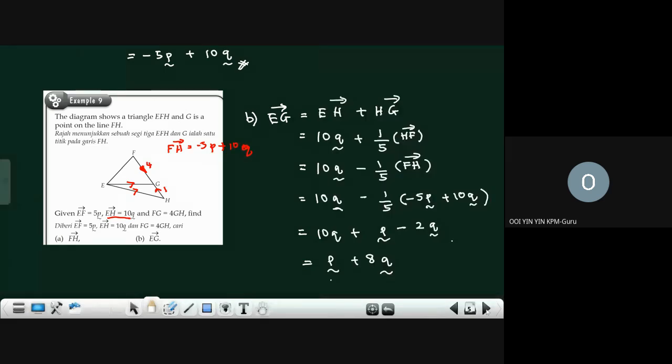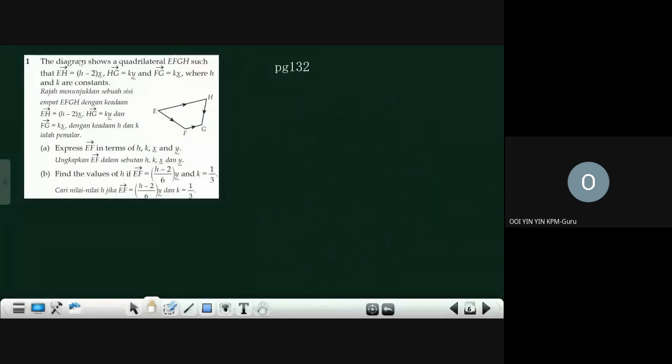Okay, another question. Now the diagram shows a quadrilateral EFGH, such that EH is given here. Actually, whenever they give you the figure, you can write in the diagram. I know my diagram is small, but in the exam your diagram is quite big, and you have very spacious room to answer your question. Please don't use liquid paper, you can cancel, because it's one question per page. In school, of course, because we want to save paper, it's two questions per page.